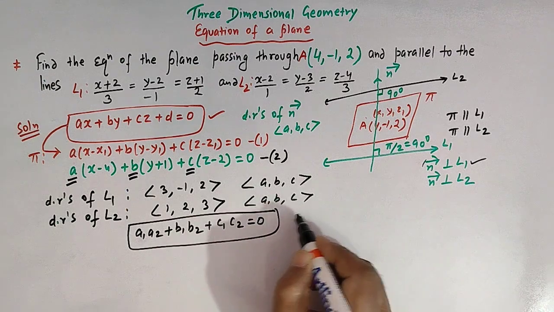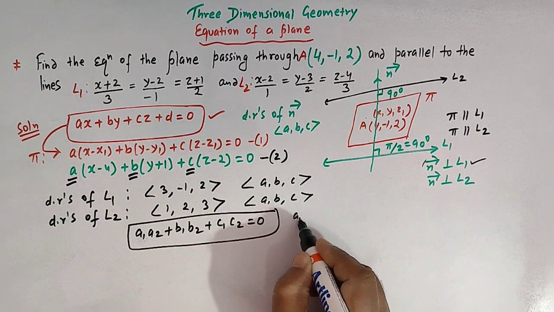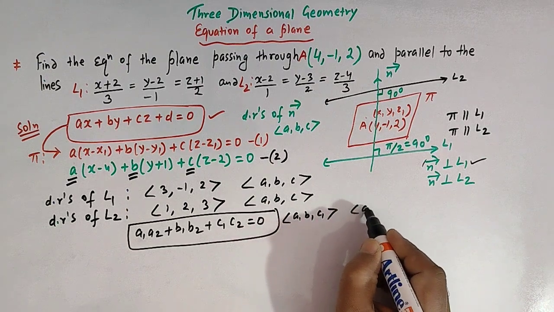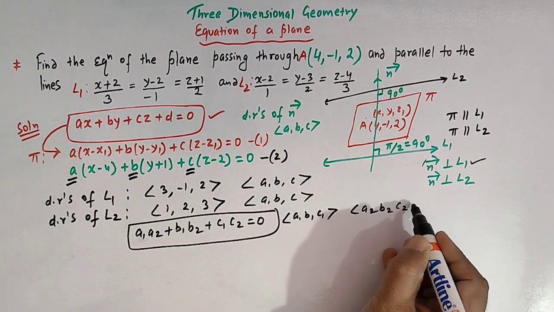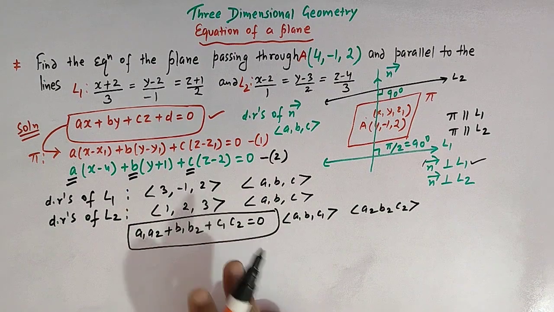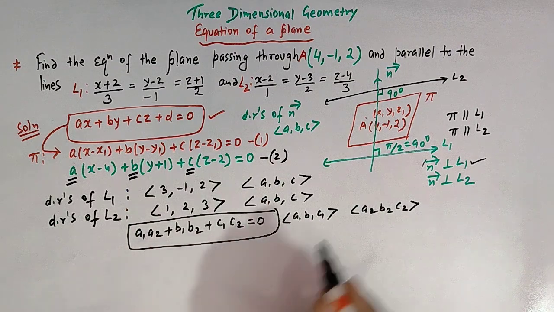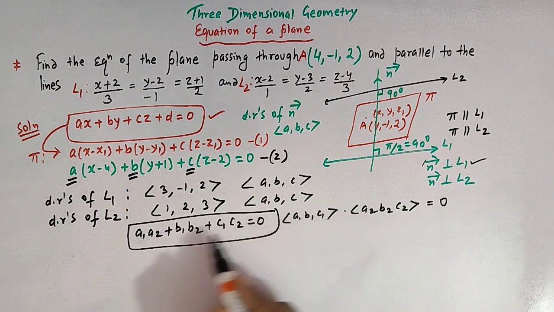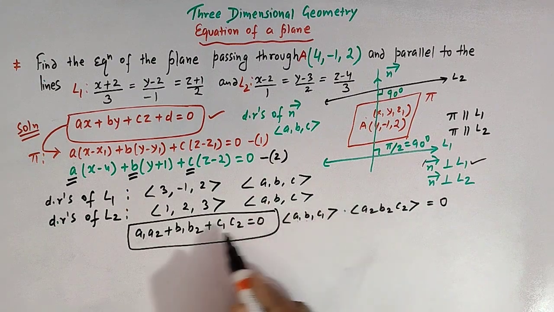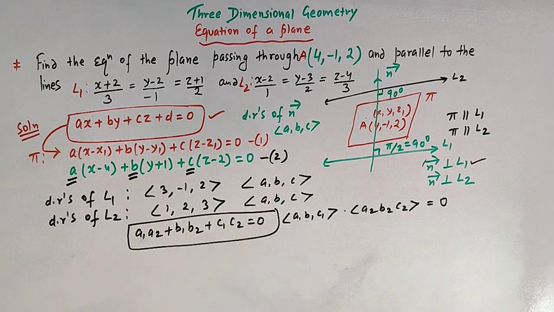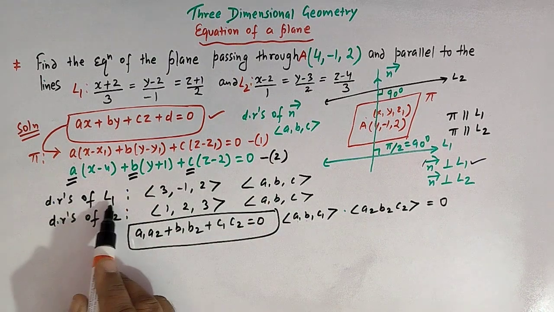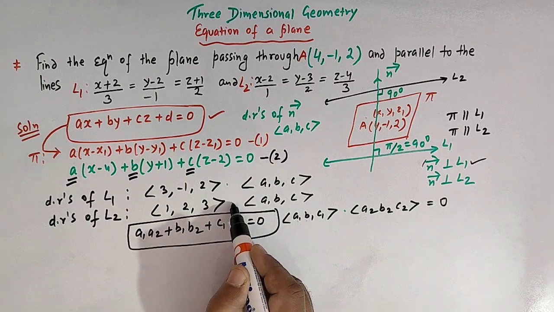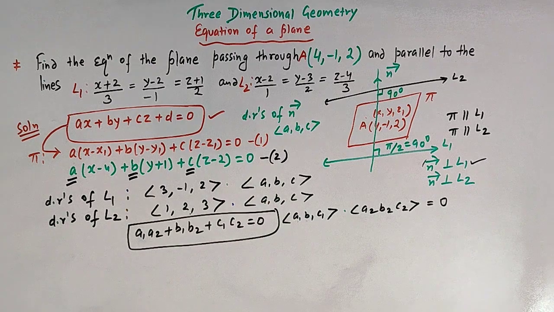So if two vectors having the direction ratios a1, b1, c1 and a2, b2, c2 are perpendicular, then their dot product must be equal to 0, right? So the dot product must be equal to 0. So we have a1 a2 plus b1 b2 plus c1 c2 is equal to 0. So here we'll take the dot product of these two vectors, and similarly the dot product of these two vectors.